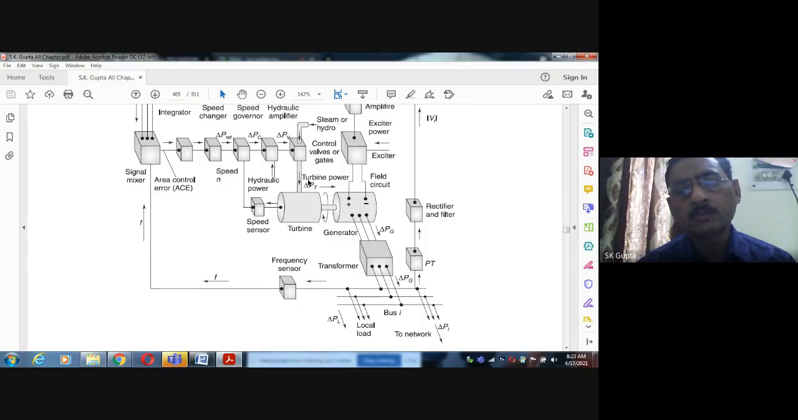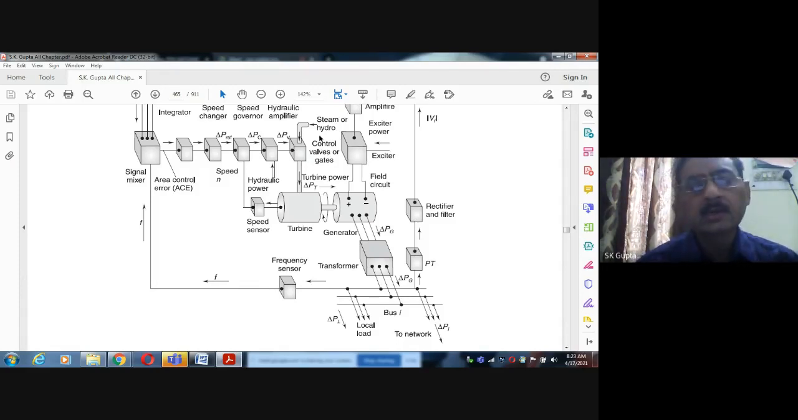It can be in the form of potential energy if it is a hydro, and in the form of chemical energy if it is thermal or nuclear or any other. So the time requirement depends upon the nature. If it is a hydro turbine, the time constant is less. If it is thermal, the time constant is slightly more. If it is nuclear, the time constant is very high, meaning it takes more time to convert this energy into that energy. So depending upon the type of turbine, there is a time constant.